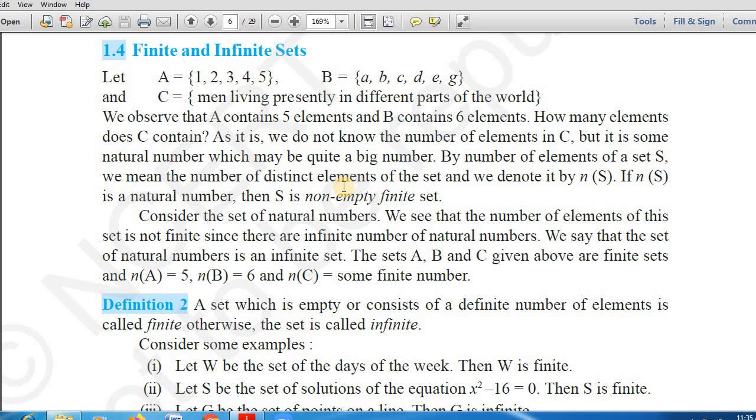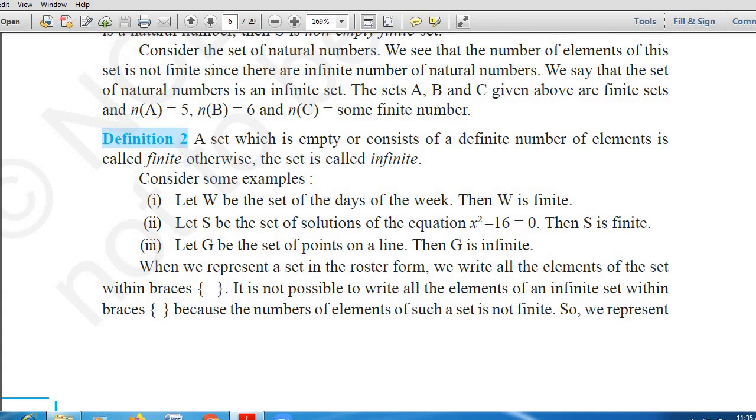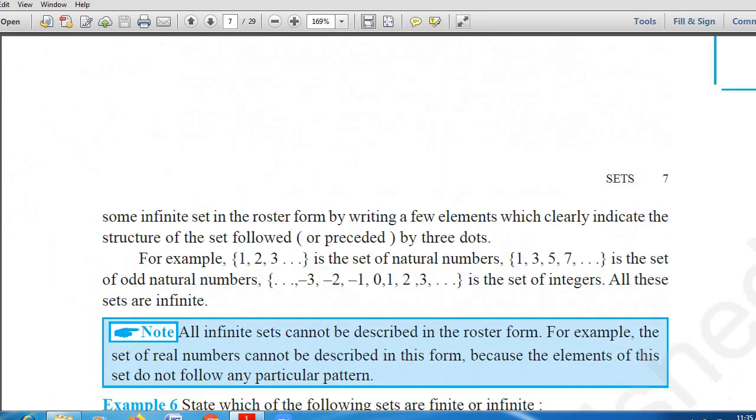Infinite sets. If we take some examples, you have the collection of natural numbers, which is an infinite set. The collection of odd integers, even integers, whole numbers, real numbers, rational numbers, all these are infinite sets. So only in terms of the number of elements can we say whether a set is finite or infinite.